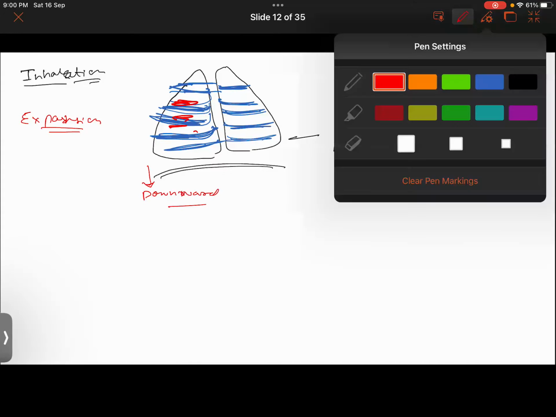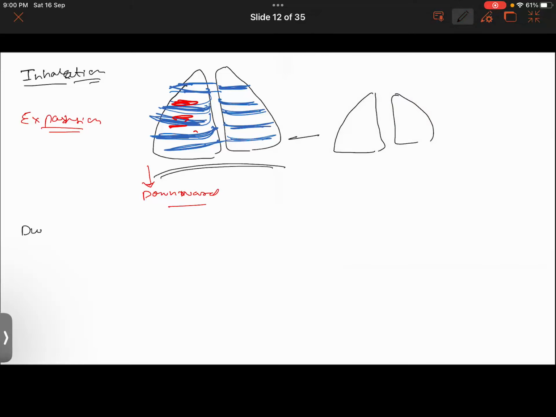So let me write it over here. During inhalation, the chest cavity expands and the diaphragm moves downward. Okay, and also you will see the abdominal muscles will also contract. Just try to take a deep breath.